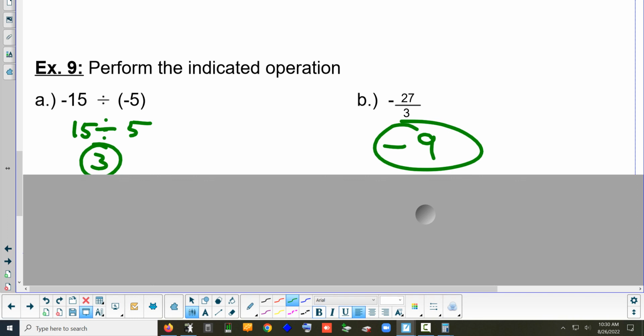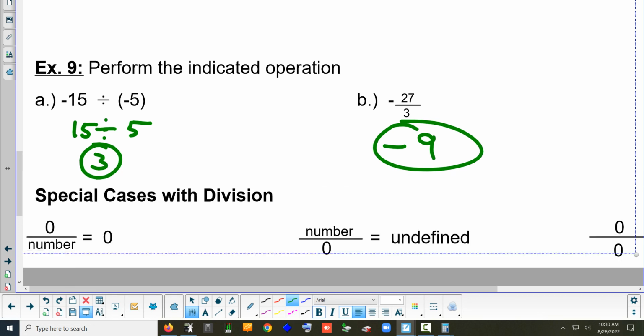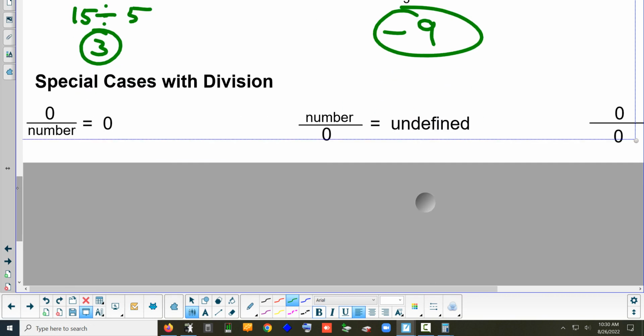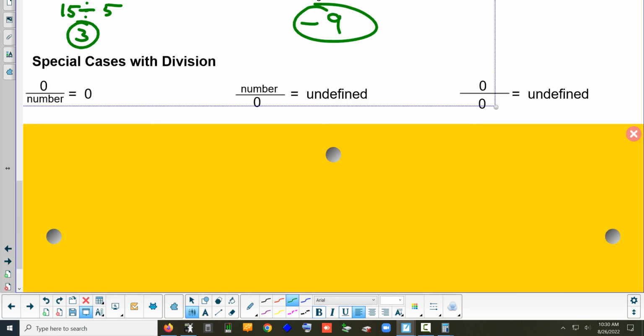Any questions on that? So it's a little easier to figure out positives and negatives with multiplication and division. Now, I think you guys already have this filled out on your notes, right? Okay. So when we look at this, there are special things that do happen with 0.